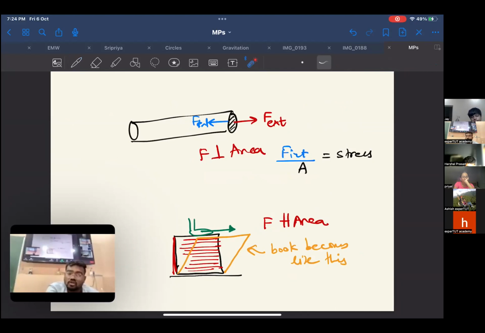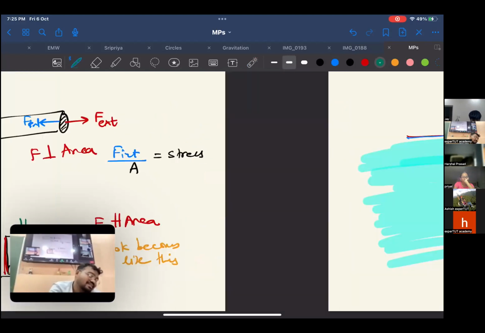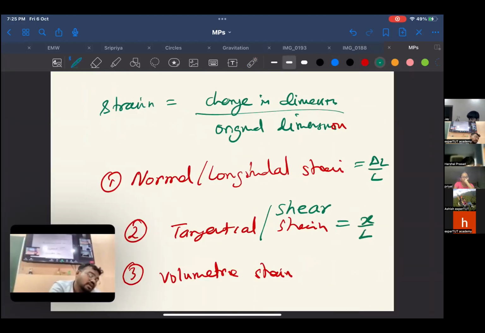ठीक है, टेंजेंशियल स्ट्रेन देखो कितना होता है, ये जो बुक है ना, इस बुक को when you apply a horizontal force like this, see which part has deformed. This part is deformed the most, right? This point was supposed to be here, but now it is here. So this distance is x and this distance is L. So the tangential stress is x by L. तो ये x क्या है? In the direction of force. और L क्या है? Perpendicular direction of the force. So this is important that shear strain is x by L. X is parallel to force and L is perpendicular to force. Yeah, everyone has understood.